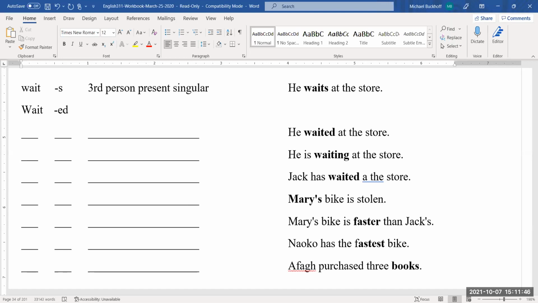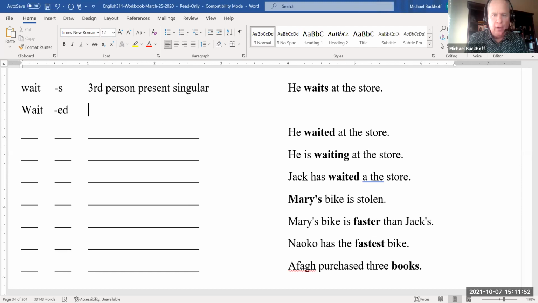Third person, the present singular. No. I said waited, E-D. It said nothing to do with present. Say past again. Yes, so we're going to say the past tense. Okay, let's try another one.